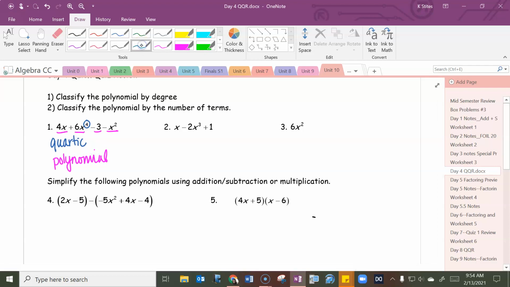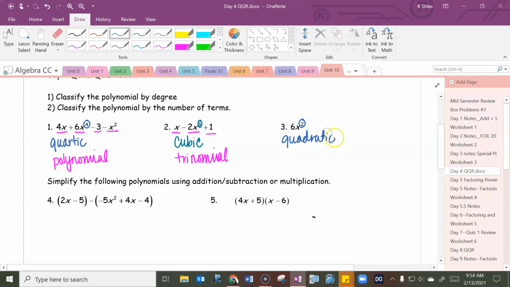Number 2, we have a highest exponent of 3. The word that goes with the degree of 3 is cubic. And we also have 3 terms, and that word is trinomial. And finally, we have a degree of 2. We call that quadratic. And this one has only one term, that is called a monomial.